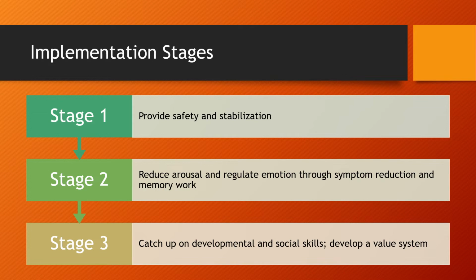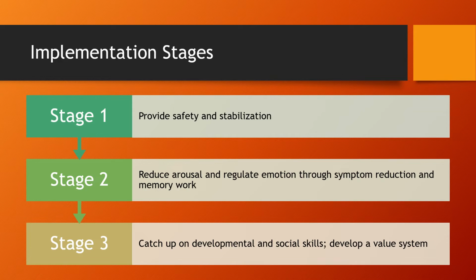Stage 2 is reducing arousal and regulating emotion through symptom reduction and memory work. So this is where they're going to find comfort from others. They're tolerating the affect. They're integrating emotions and accepting ambivalence, improving attention, and decreasing those dissociations.